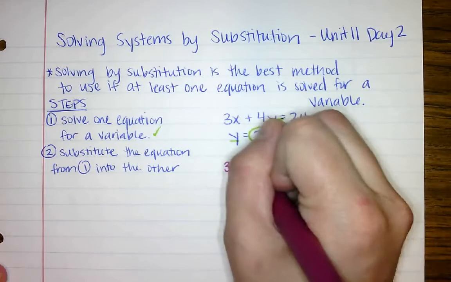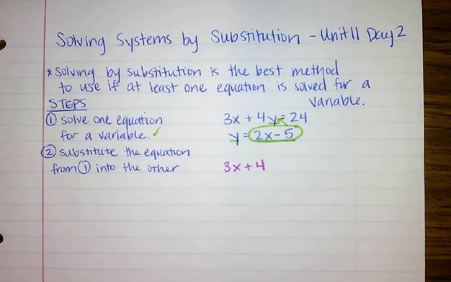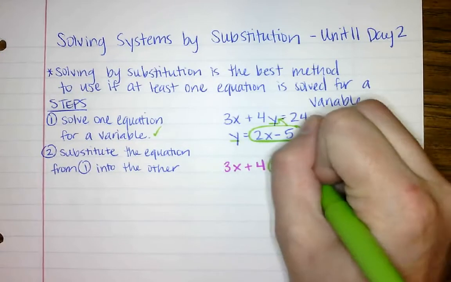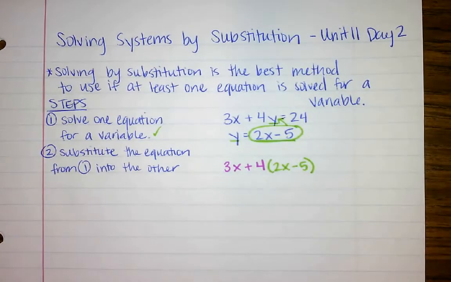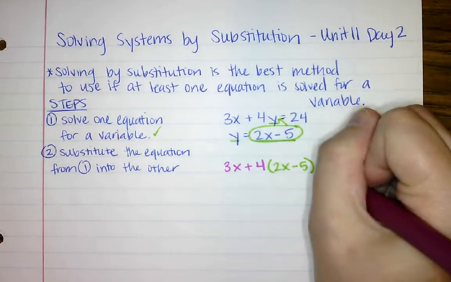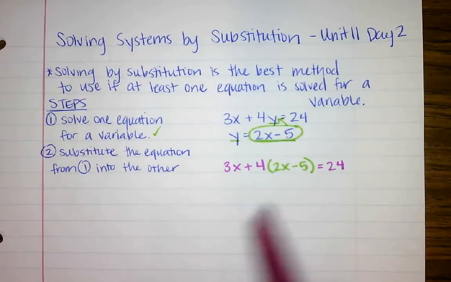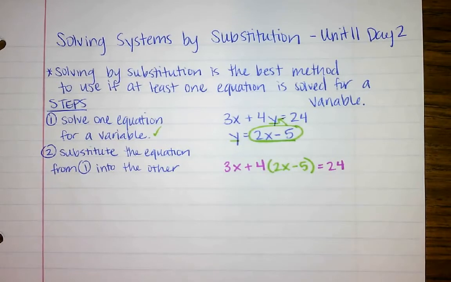So that's going to be 3x plus 4, not 4y, but 4 times 2x minus 5. And that is going to be equal to 24. Do y'all feel good about that? So instead of substituting in a value, we're literally substituting in the entire expression 2x minus 5. Y'all feel good about that?